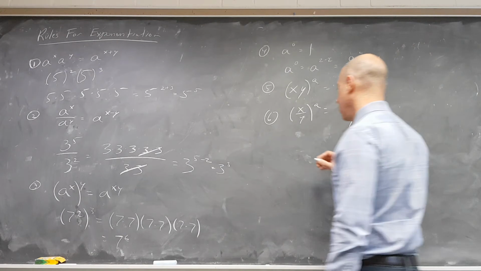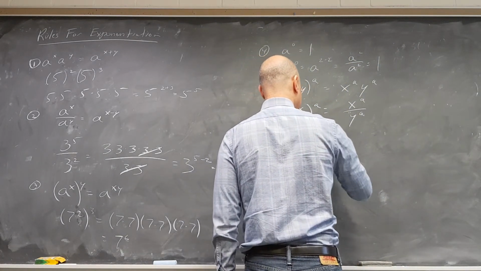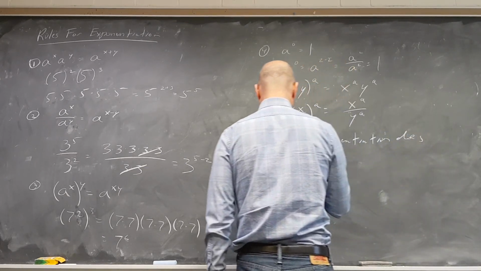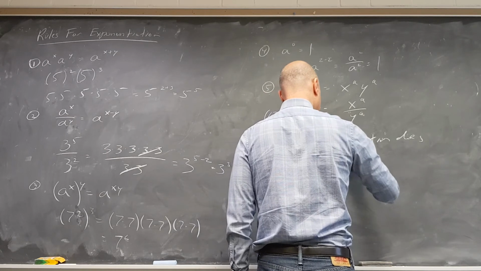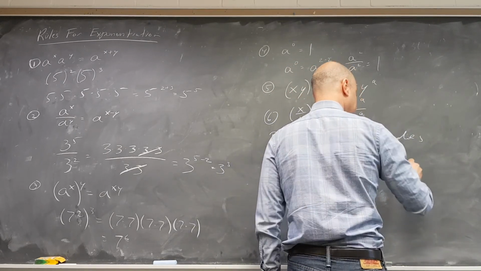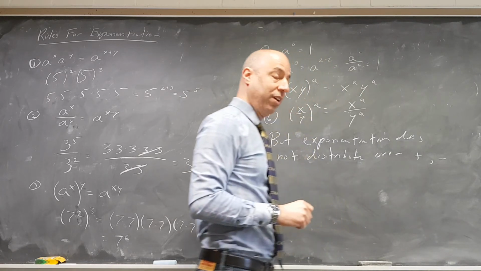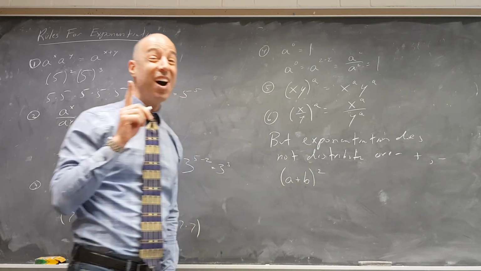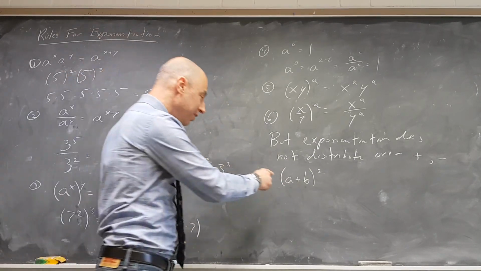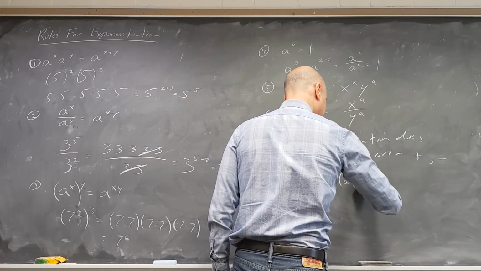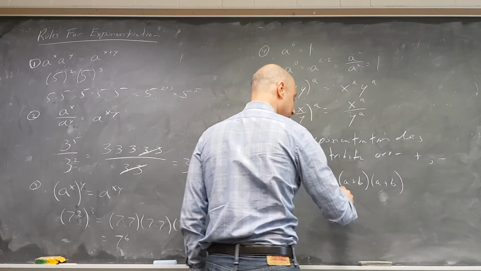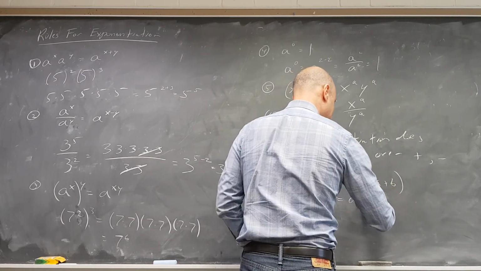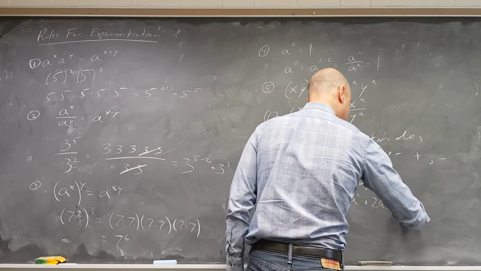But I want to point out, exponentiation does not distribute over addition and subtraction. If I have (a plus b) squared, this is not equal to a squared plus b squared. You know what this is equal to. This is a plus b times a plus b. If we FOIL this all out, we end up with a squared plus ab plus another ab plus b squared.